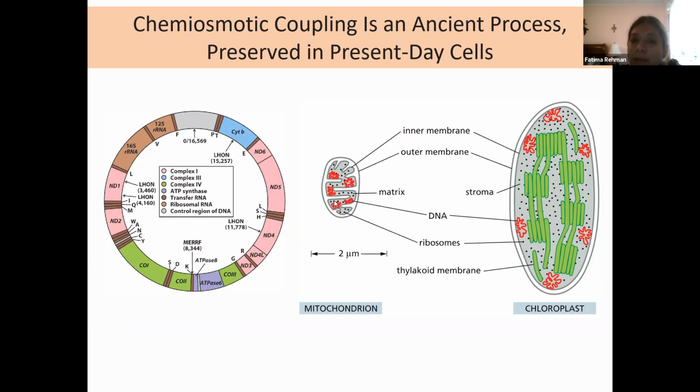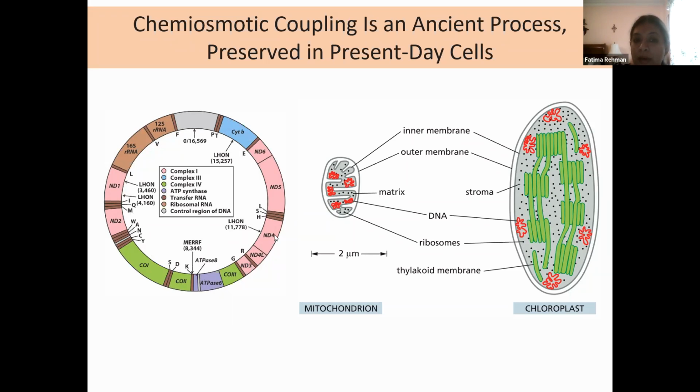Now, inside the matrix is also where you will find ribosomes and DNA or any other machinery related to the mitochondrial daily work. One of the reasons why we think that mitochondria and chloroplasts came from a bacterial ancestor that was taken in by a eukaryote is the presence of this circular DNA inside the mitochondria and chloroplast.